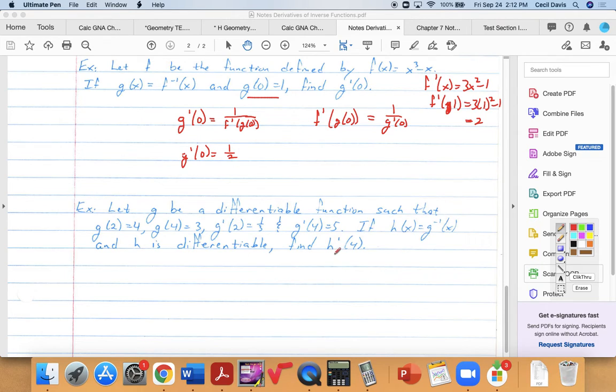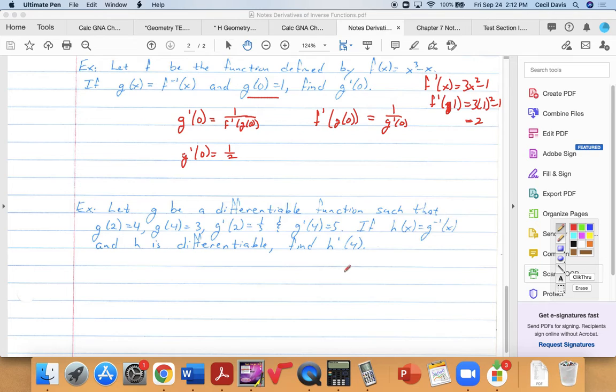So let's take a look at this one. Let g be a differentiable function such that g of 2 equals 4, g of 4 equals 3, g prime of 2 equals 1/3, and g prime of 4 equals 5. If h of x is g inverse of x, and h is differentiable, find h prime at 4.